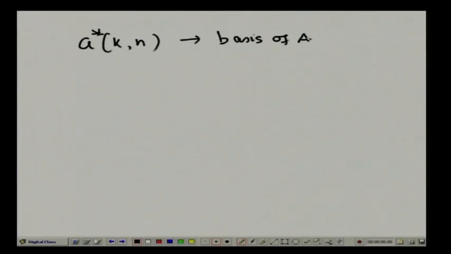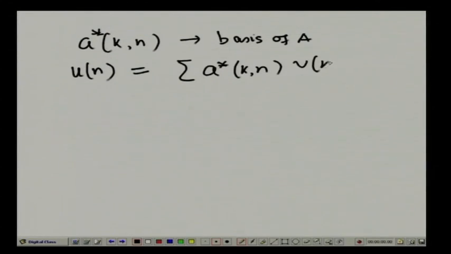And here what we have done is the sequence of samples u n, or vector u n, has been represented, because we have represented A n u n as summation of A star k n into V k for k equal to 0 to n minus 1. So, this vector u n has been represented as a series summation of a set of basis vectors.